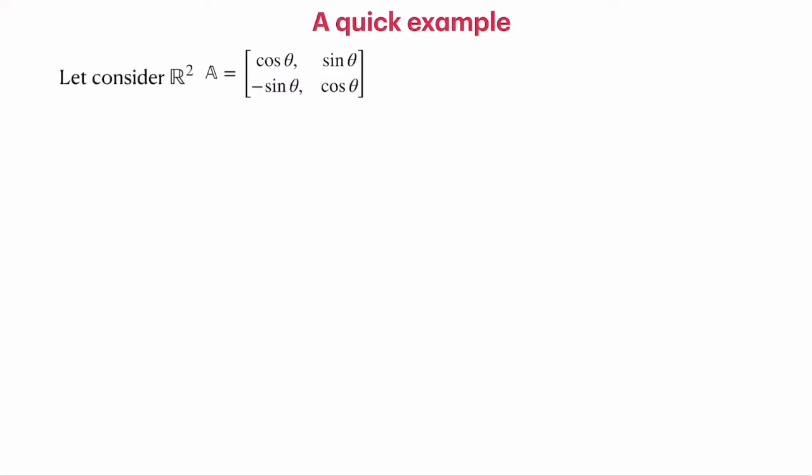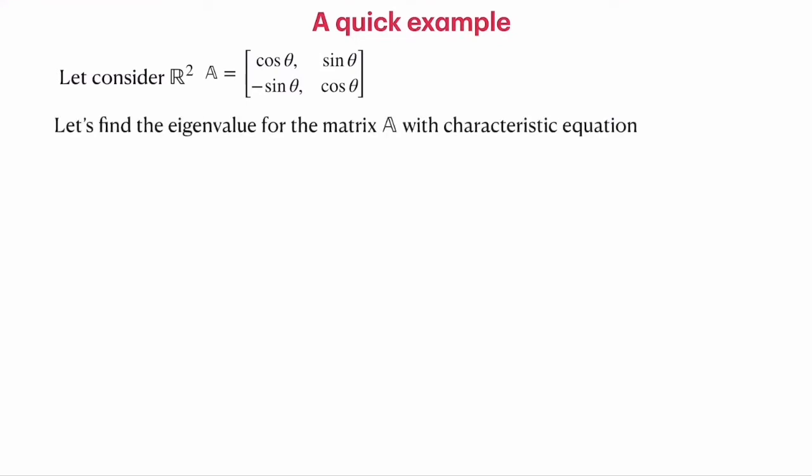The matrix A is given by elements cos theta, sin theta, minus sin theta, cos theta. This is the well-known matrix which produces the rotation. Let's find the eigenvalue for this matrix with the characteristic equation, that is determinant of lambda minus A equal to 0.